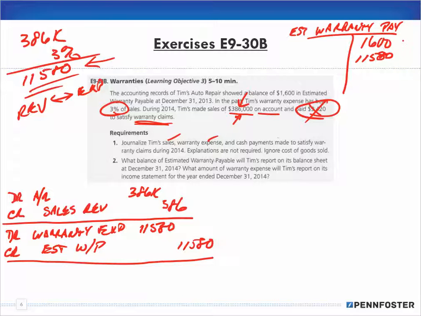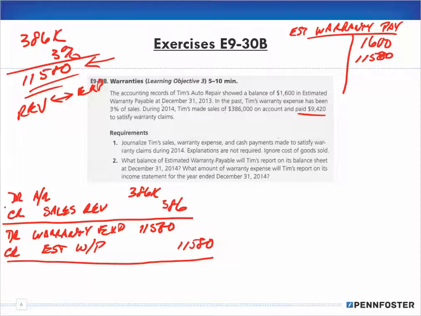This $1,600 was the beginning balance, and realize that that $1,600 beginning balance was just the remaining balance of this process. I had estimated a warranty payable, just like I did here for the $11,580, and then that gets offset by whatever is actually claimed against that account. So we make this estimation thinking, this is how much we're going to have in warranty payable, but then we actually only pay out $94.20.